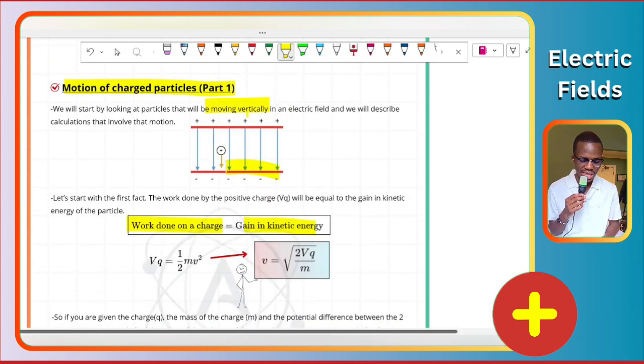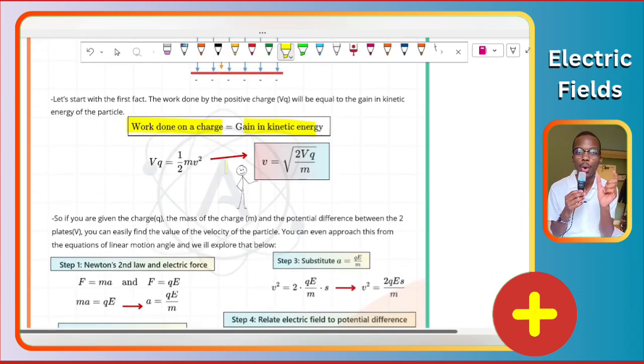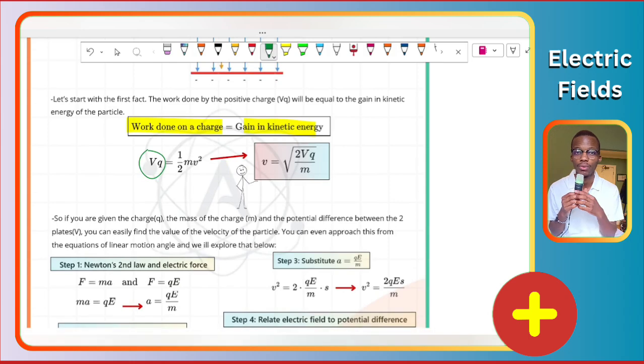So you can easily say that the kinetic energy that you will be able to gain should be equivalent to the work done on that charge itself. Now, the work done on the charge can be calculated by saying VQ, right? So we already discussed that in electricity, potential is equal to the work done per unit charge. So the work done can be equal to the product of electric potential times Q. So VQ should be equal to half mv squared. Half mv squared is the equation that we use for calculating kinetic energy.